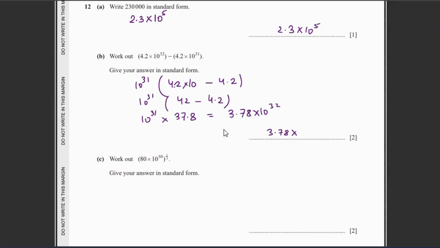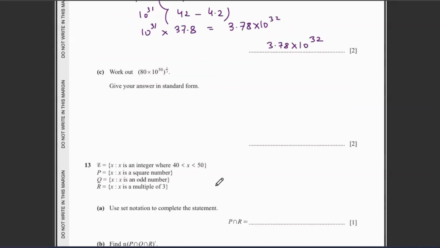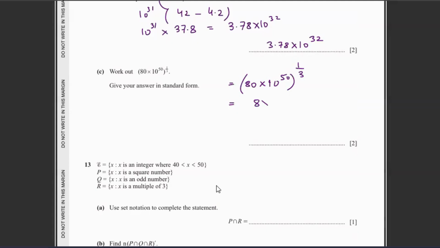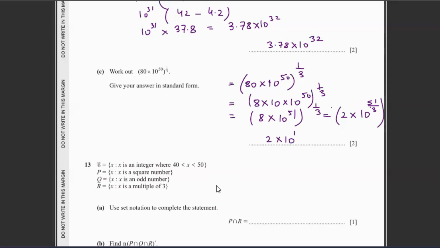Next, work out 80 times 10 to the power of 50, all to the power of 1 by 3. Give your answer in standard form. Now this can be written as 80 times 10 to the power of 50 to the power of 1 by 3, or we can write this as 8 times 10 to the power of 51 to the power of 1 by 3, or we can separate this. This becomes 2 and this becomes 10 to the power of 51 over 3. So this is 2 times 10 to the power of 17.